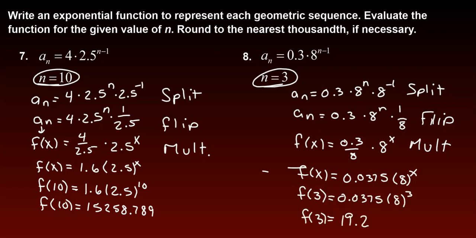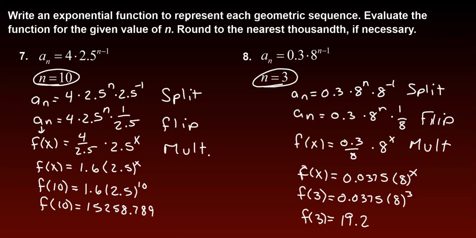So hopefully you first split the exponent and got 8 to the n times 8 to the negative 1. Then flipped the 8 to be 1 over 8. And then multiplied the 0.03 times the 1/8 and got 0.03 over 8. And then wrote out your function, which is f of x equals 0.0375 times 8 to the x. And then we plug in 3 because that's what n is, and we get 19.2.